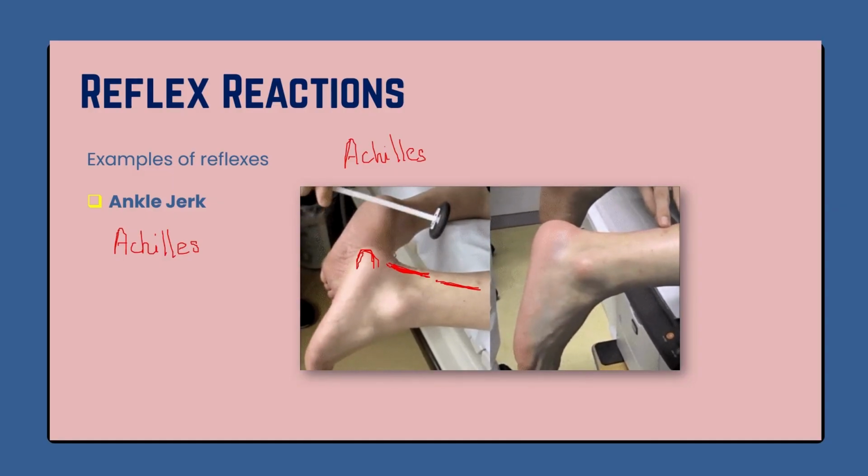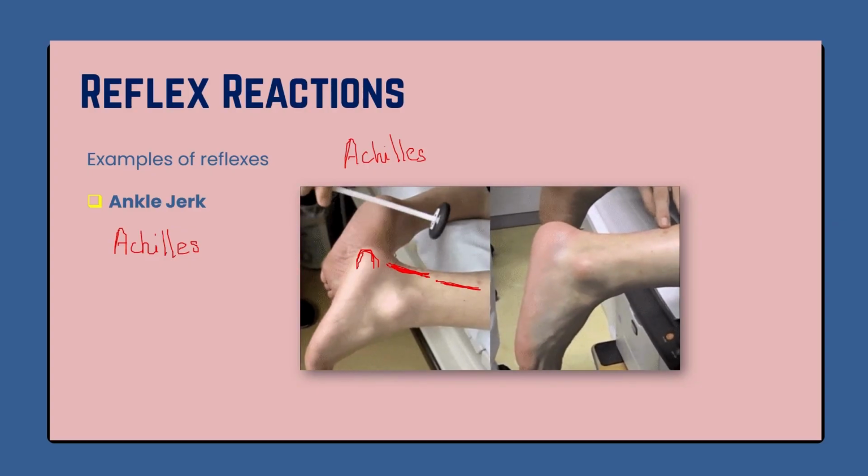Doctors perform this test to check the health of the nerves and muscles involved in your lower leg and ankle movement. If your leg is jerking, everything is good, your reflex is working. So that was the ankle jerk or Achilles reflex. Again, decided by the spinal cord.